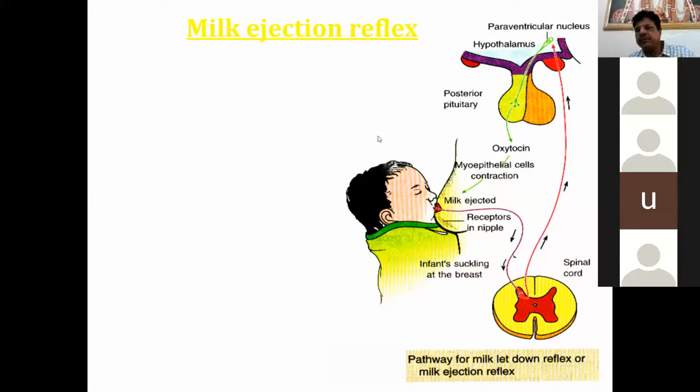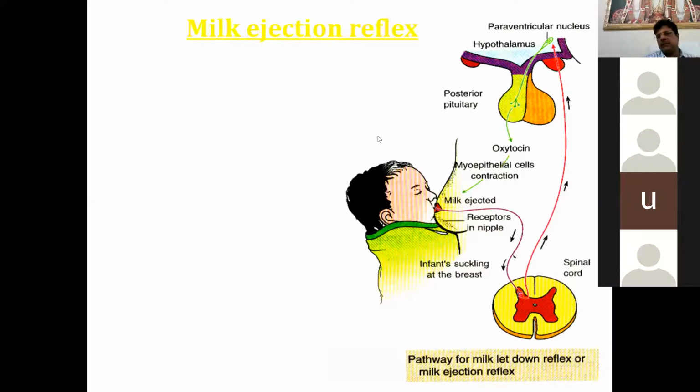The afferent limb is neural. The center is in the hypothalamus, the supraoptic and paraventricular nucleus of the hypothalamus. And the efferent limb is the release of oxytocin. So that is why this is called a neuroendocrine reflex. Okay, so please remember this word. Very, very frequently asked short notes or viva question.